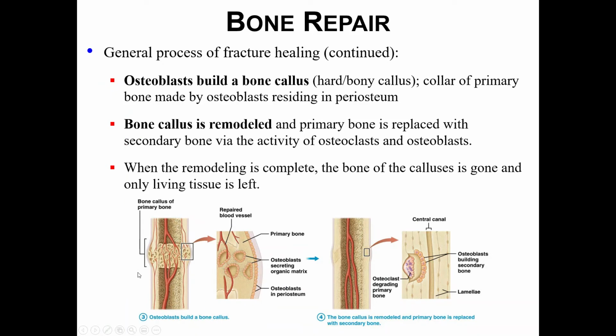Step number 3, osteoblasts come in and they turn the cartilage into bone. Okay, they create what's called a bone callus. You might hear it termed hard callus, bony callus. Whatever type of callus you want to call it. And here's our blown up picture of it. Okay, so we have turned all this cartilage into legitimate bone, but we've made this bone callus.